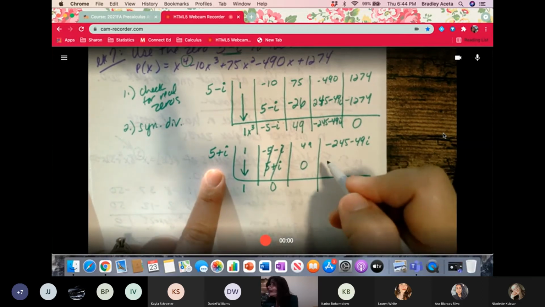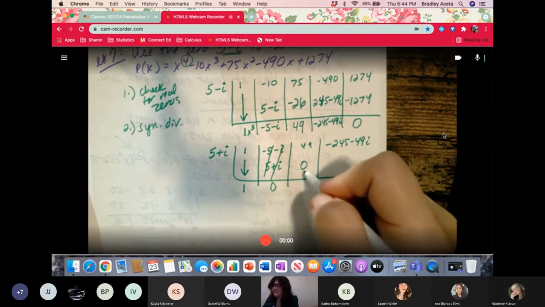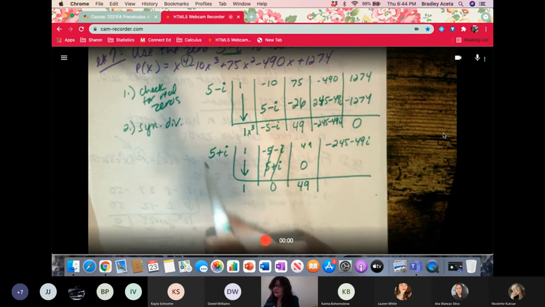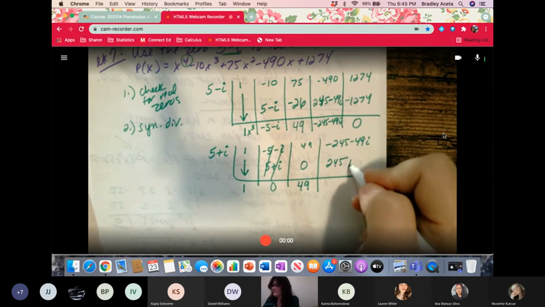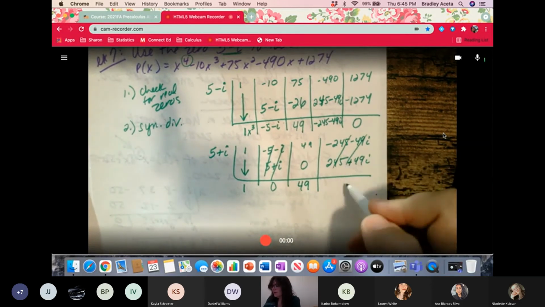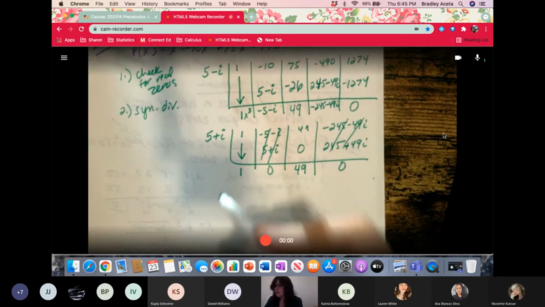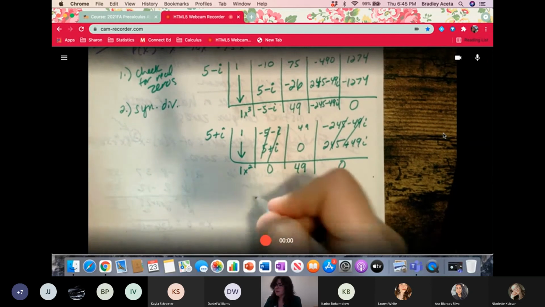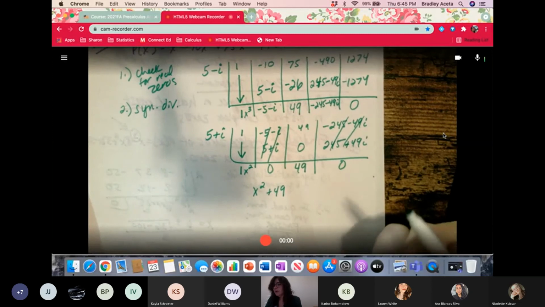Okay. 49 plus 0 is 49. And then 49 times 5 is 245. And 49 times I is 49I. Again, you can check it in the calculator. Bye-bye. That's 0. Woohoo! So what I have now established is an x squared polynomial, which is what I wanted. So I have x squared plus 49. And I want to solve this.